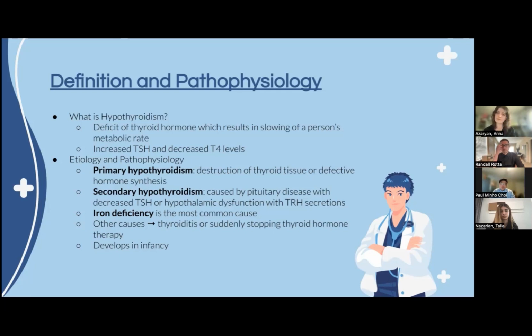So there's going to be primary hypothyroidism, which is affecting the thyroid gland itself, where there's going to be either destruction of the thyroid tissue or a defect in hormone synthesis. Secondary hypothyroidism is caused by the pituitary gland having issues, either by pituitary diseases or just being impaired, and it's going to be shown through decreased TSH or hypothalamic dysfunction with the TRH secretions.